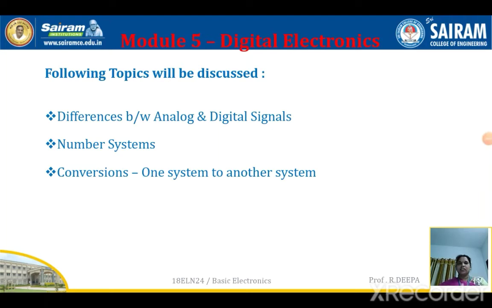Good evening, students. In today's class, we are going to learn the basic electronics course, in which we are going to discuss digital electronics module 5. The topics we are going to discuss today are the difference between an analog and digital signal, number systems, and conversions from one system to another system.